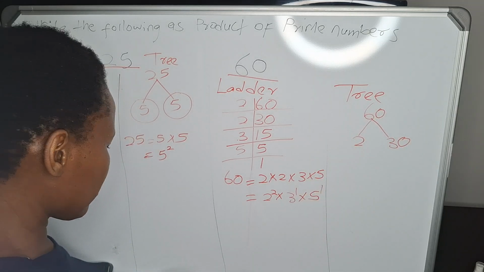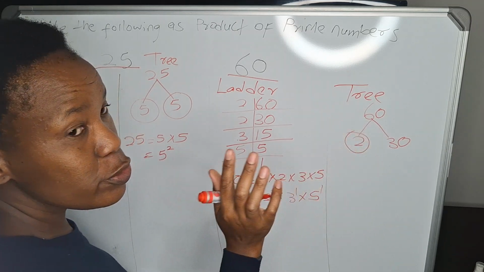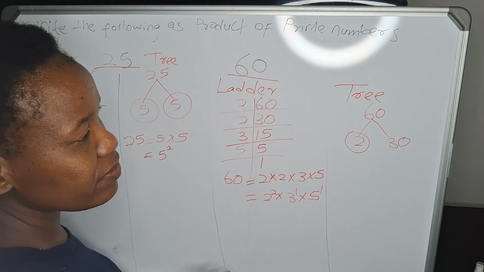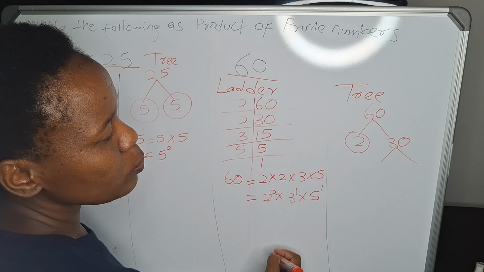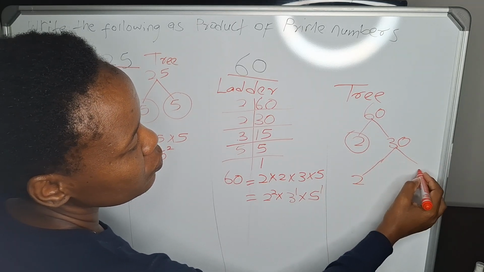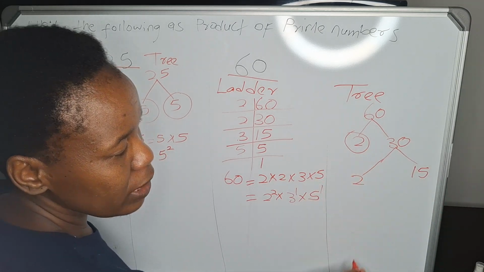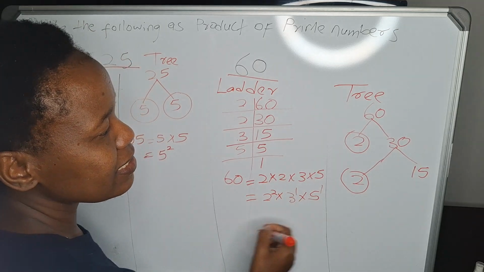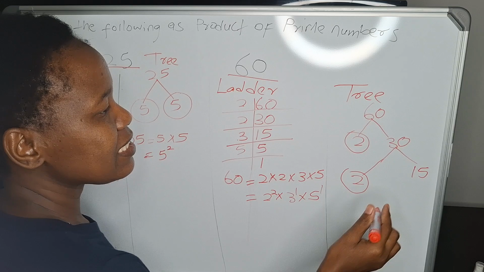And then you ask yourself, is 2 a prime? If it's a prime, please circle it. Then you know you are done with it. You can't expand it further. Then we check 30. Can we divide 30 into 2 pieces? 2 still goes into 30: it is 2 times 15. Then I ask myself, is 2 a prime? Yes, it's a prime. Then I circle it. Then 15, is it a prime? It's not a prime. If it's not a prime, I still simplify it.